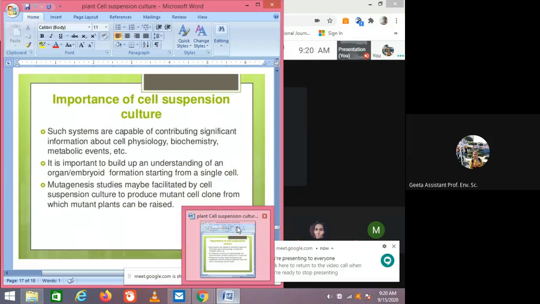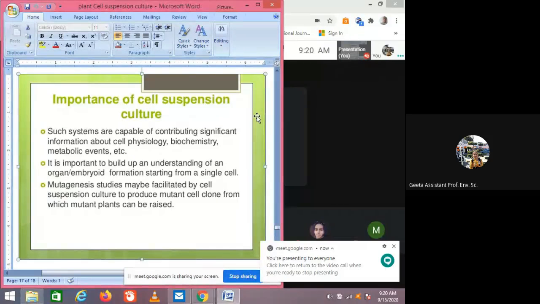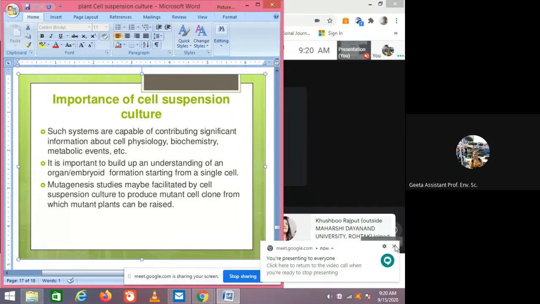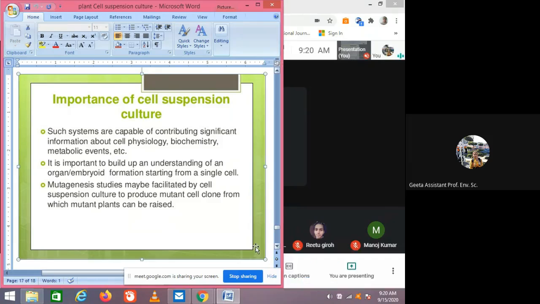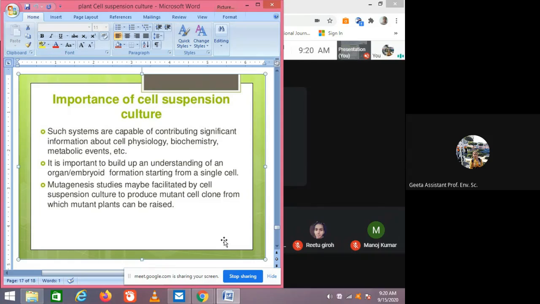Important, sir: these systems are capable of contributing significant information about cell physiology. When we are studying cell physiology, biochemistry, or the metabolic events of any particular cells, they can be easily studied when the cells are cultured in a suspension medium, in a liquid medium.